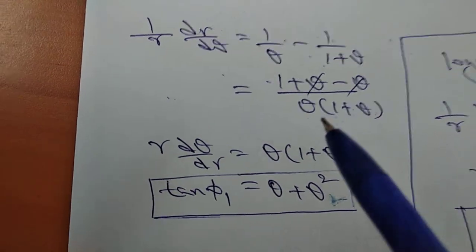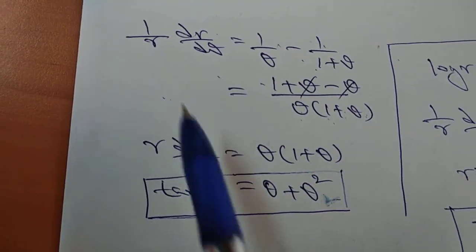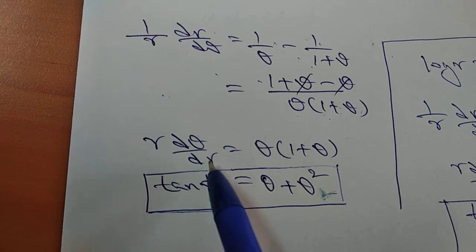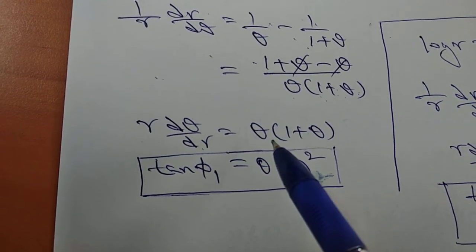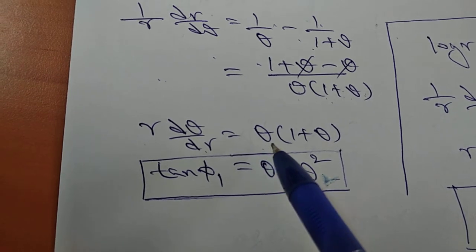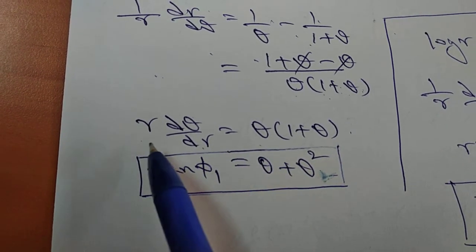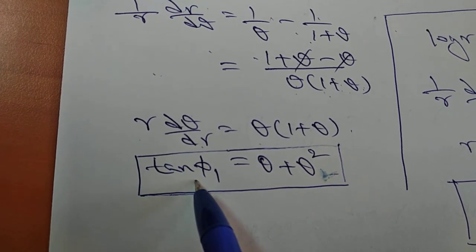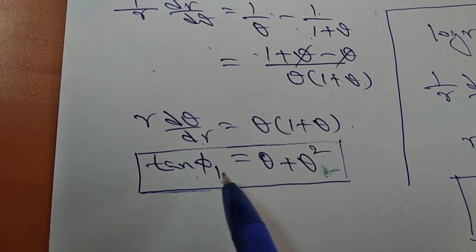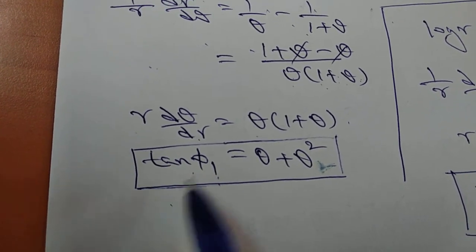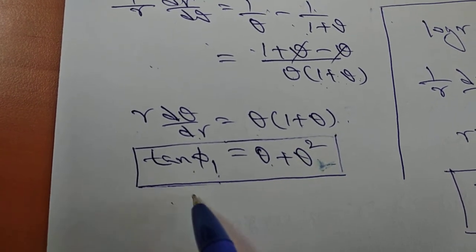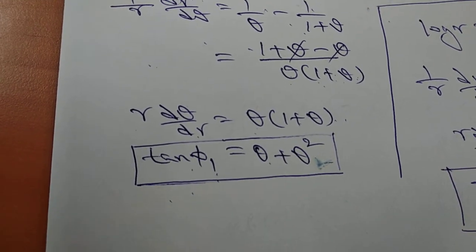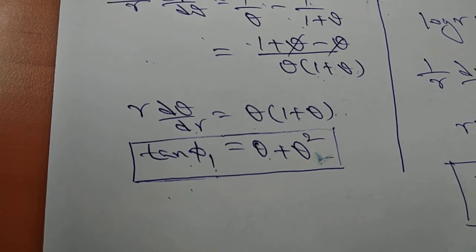So now you have to take reciprocal on both sides. So r d theta by dr, the denominator theta into 1 plus theta now becomes the numerator, theta into 1 plus theta. So how to write LHS? Tan psi 1. Why write psi 1? This is the first curve. So therefore theta plus theta square. So tan psi 1 is theta plus theta square. This is not a pi value.